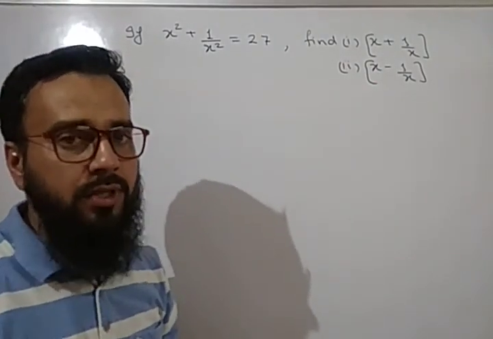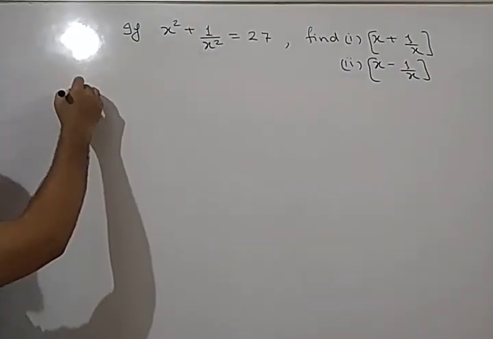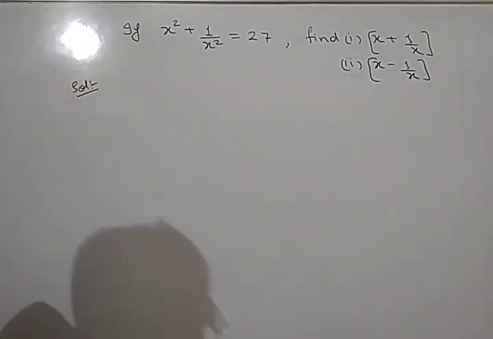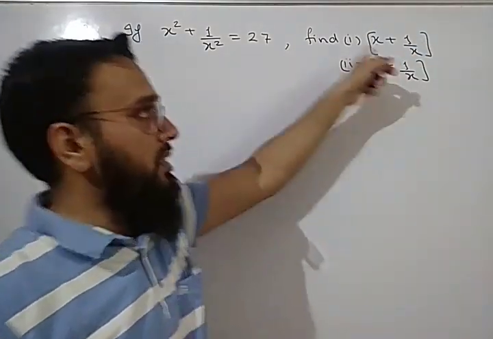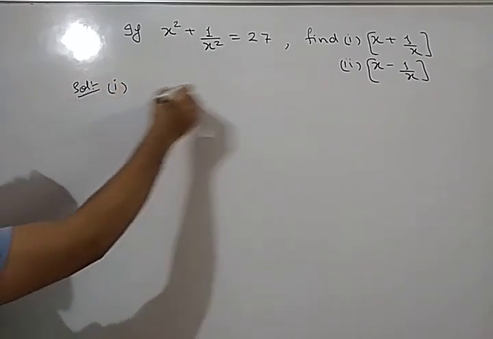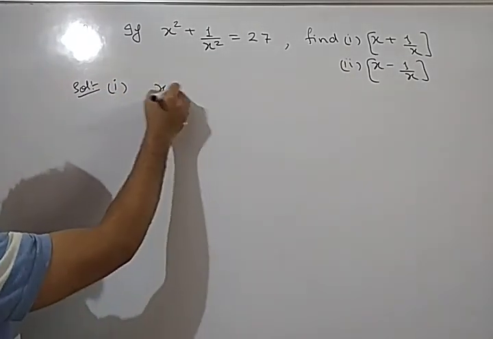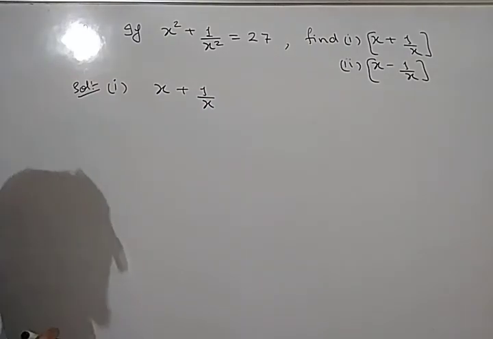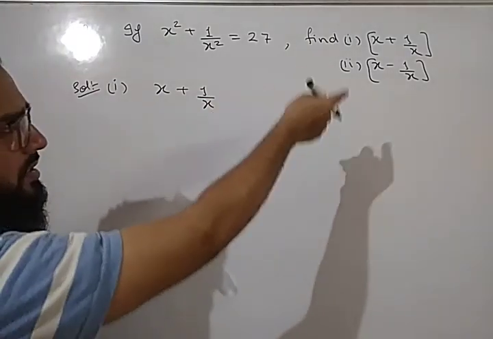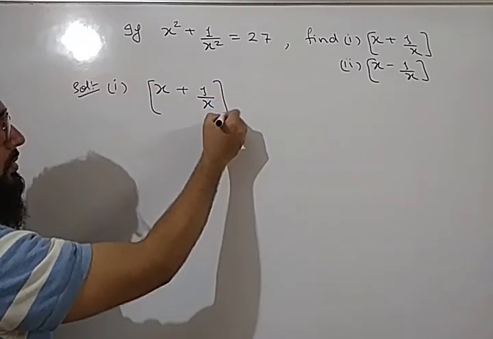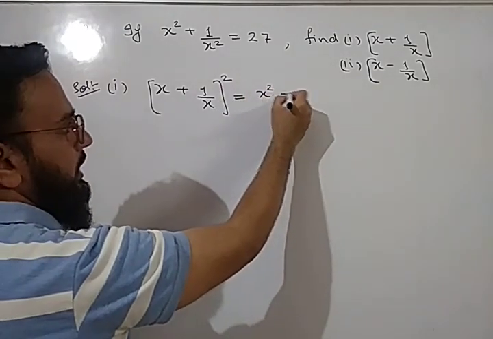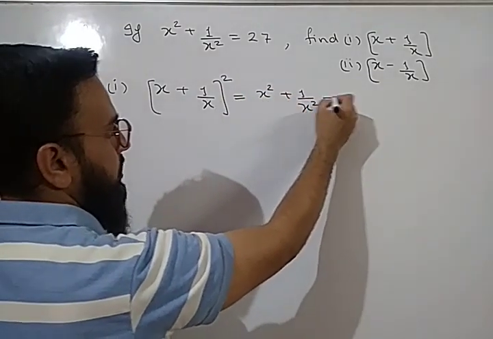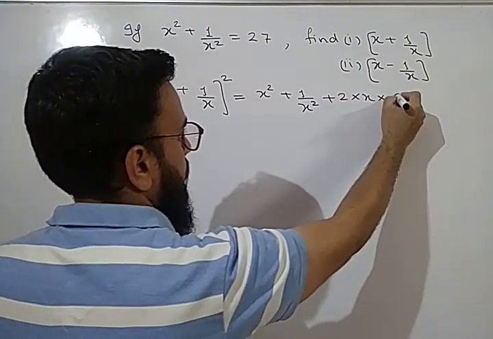How will you solve this question? The method is same. You have to solve it also in the same way. Whatever it is asked, x plus 1 upon x or x minus 1 upon x. First I am going to solve the first part. So in the first part, we have to find x plus 1 upon x. So whatever it is asked, you just take the whole square of that term. x plus 1 upon x whole square. Take the whole square. Then it will be equal to x square plus 1 upon x square plus 2 into x into 1 upon x.